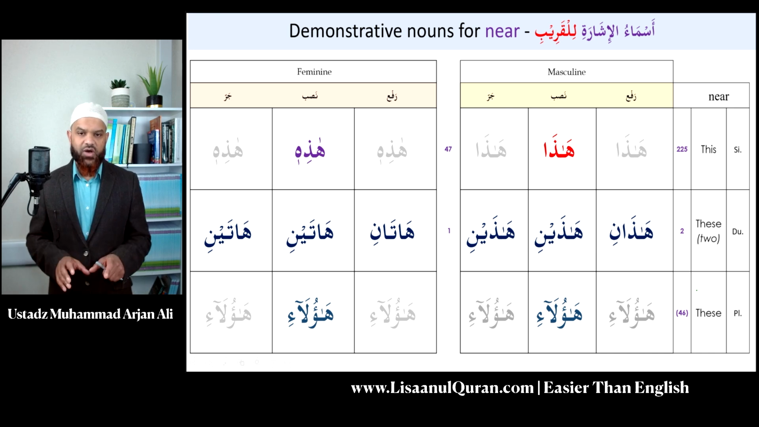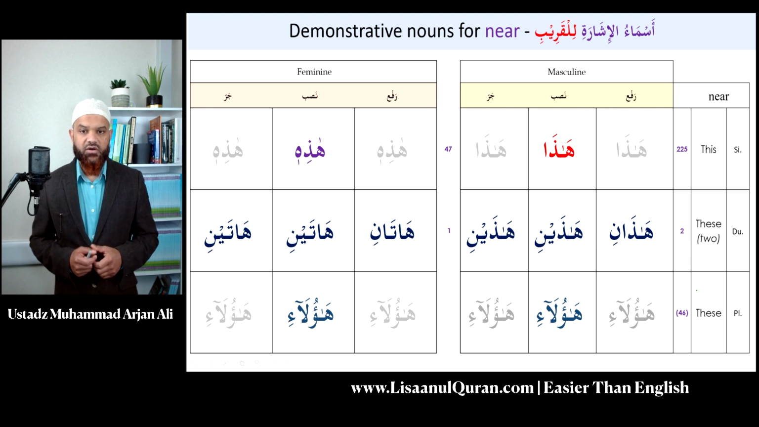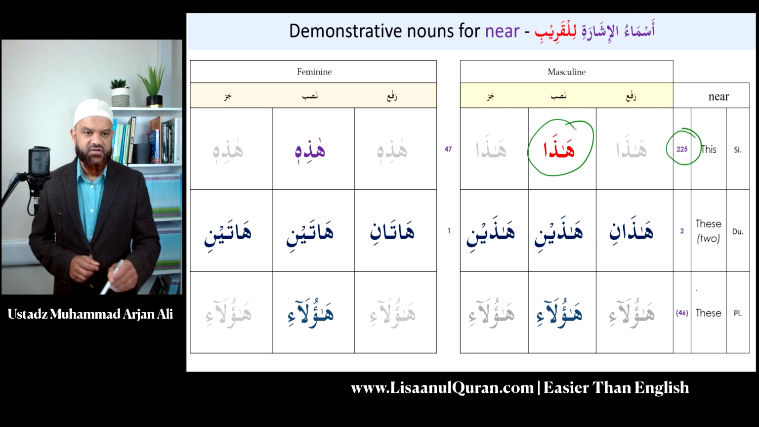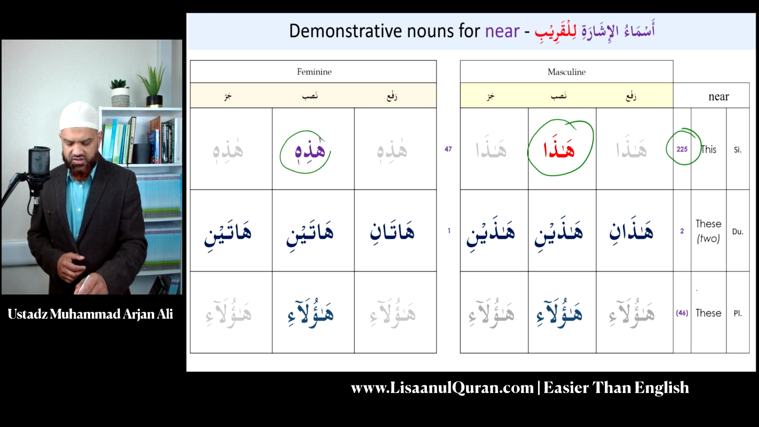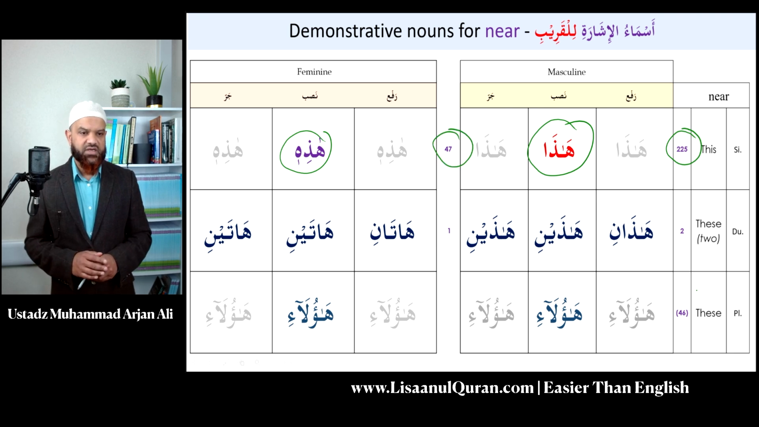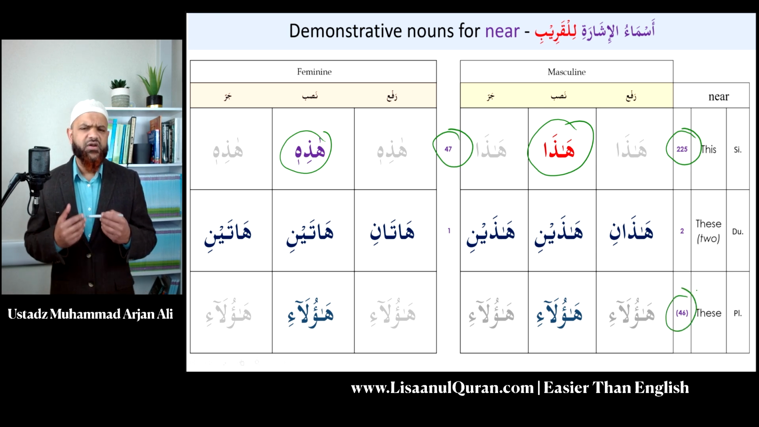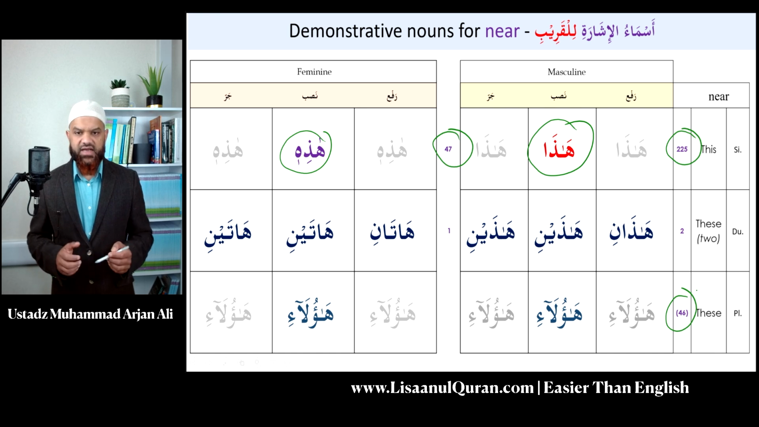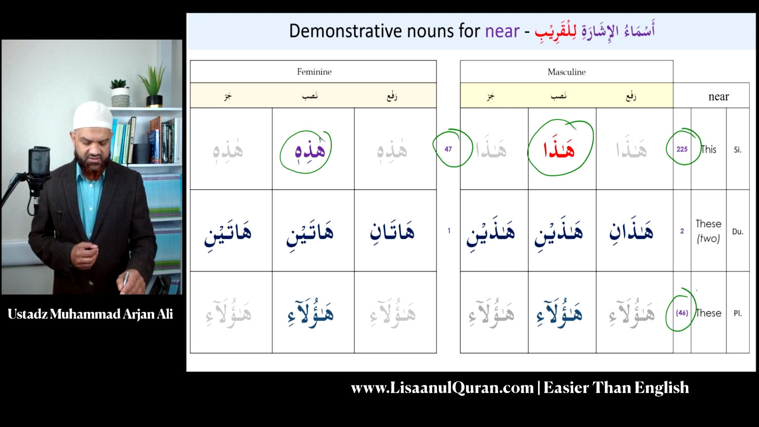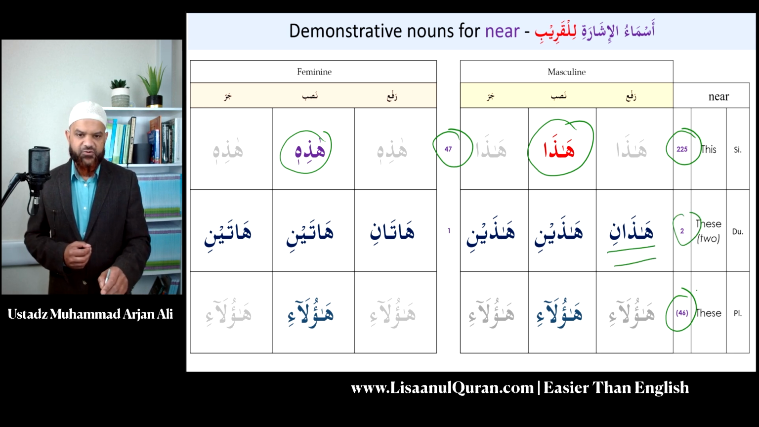So these are the words that are used for pointing to something close. The ones we have to focus our attention on are hadha, which is used in the Quran 225 times. Hadihi is used in the Quran 47 times. Haulai, both for the masculine and for the feminine, are used 46 times. The duals are very, very rarely used in the Quran. In the entire Quran, they're only used 3 times. This set, twice, hadani, and the other versions are not used, and we have once hatani is used.